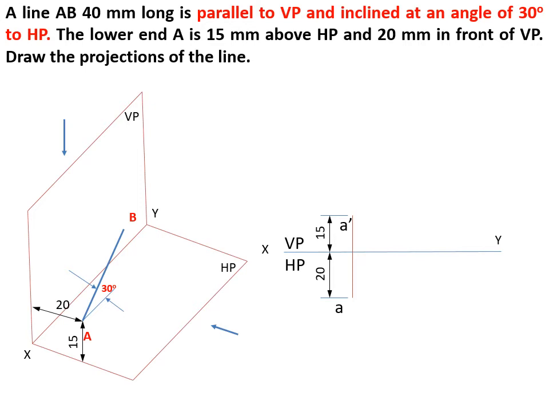From point A dash you draw a line which is inclined at 30 degrees. At the same time, the length of the line is 40 mm. Use a protractor and make an inclination of 30 degrees. The length of the line is 40 mm. Complete B dash. A dash B dash is your true length of the line. It shows the true length of the line as 40 mm.